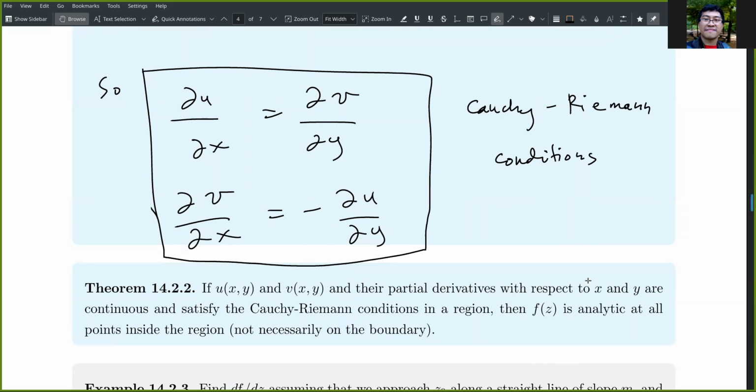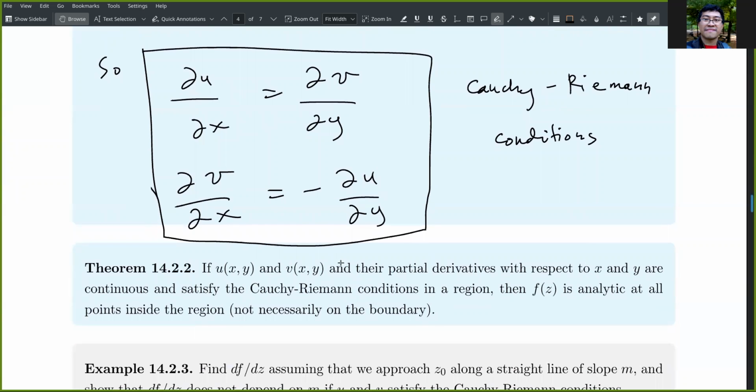Another theorem which we will not prove: if you know u and v, and their partial derivatives with respect to x and y are continuous and satisfy the Cauchy-Riemann conditions, then f(z) is analytic at all points inside that region where they satisfy the Cauchy-Riemann conditions.